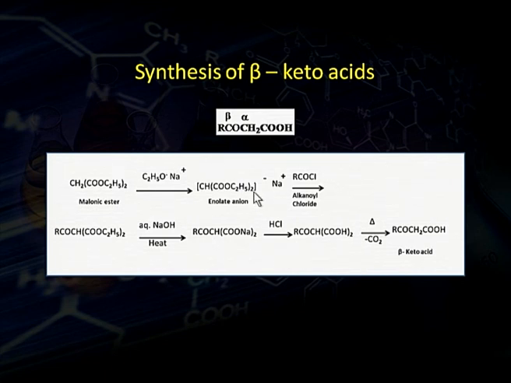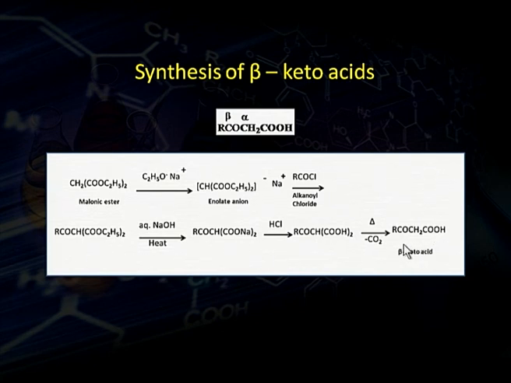This enolate anion upon treatment with acid chloride or alkanoyl chloride, the alkanoyl group is substituted in the malonic ester and it removes sodium chloride, and this upon treatment with sodium hydroxide forms sodium salt of this dicarboxylic acid, which upon acidification produces dicarboxylic acid and upon heating loses one carboxylic acid in the form of carbon dioxide and beta keto acid is prepared.